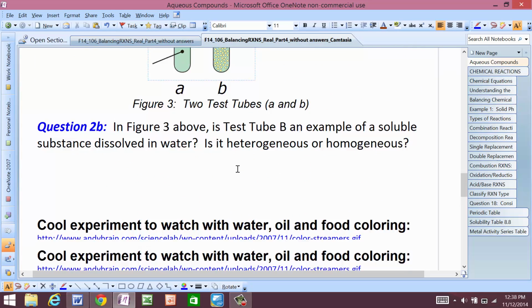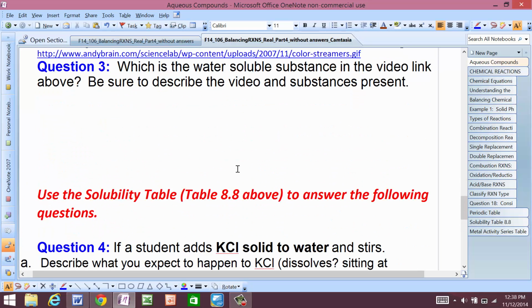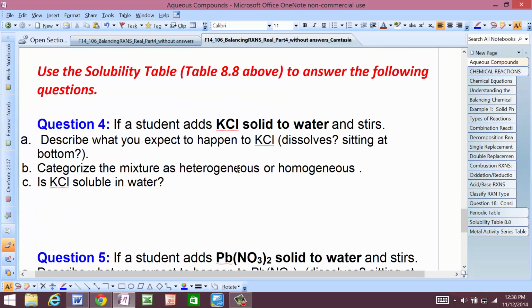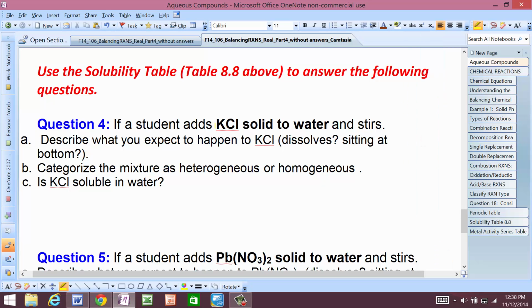Okay, so I want to scroll down here to make sure you can use, and by the way, this question 3 has a cute little video there. I hope it works for you guys. I want us to use the solubility table to predict what we think will happen with a few of these compounds in water. So let's go ahead and evaluate question 4, which asks us to evaluate KCl in water.